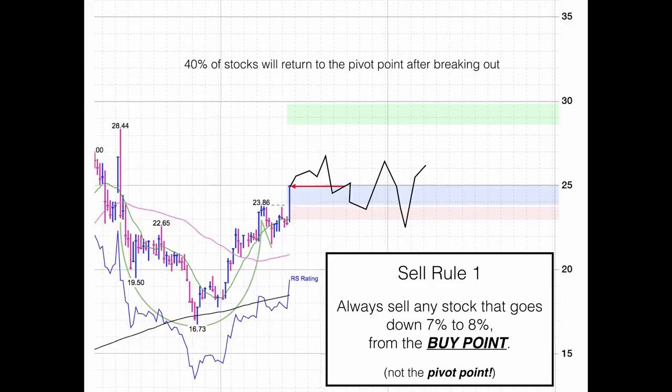So if you start chasing these stocks, and this one is not really even considered chasing, this is still in the top end of the buy zone, but you're going to take a lot more losses. It's really important that you try to get into these earlier or as close to the pivot point as possible. Just for this reason, sell rule 1, you're going to be exercising a lot if you're chasing these stocks.